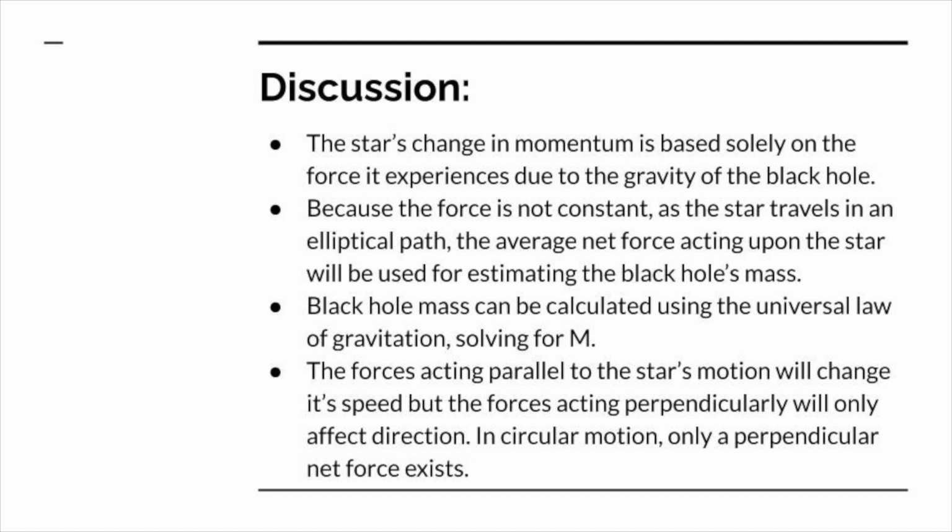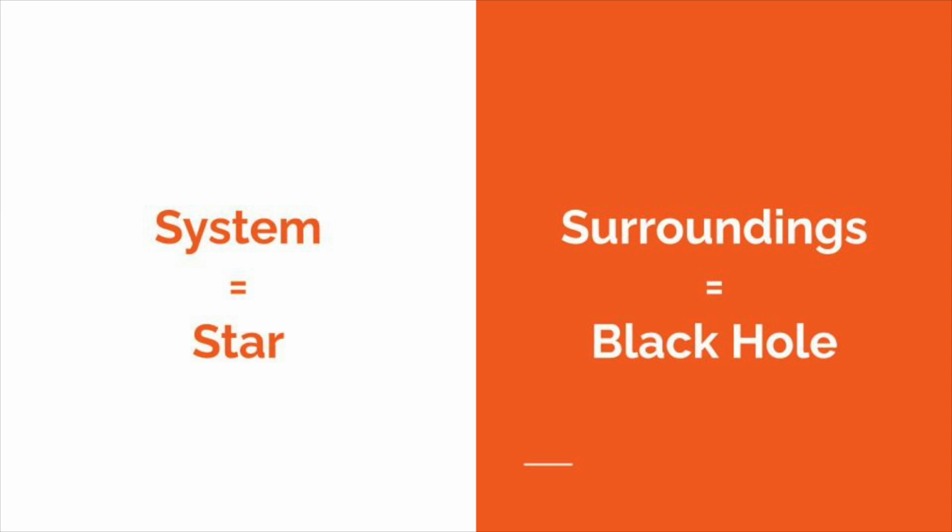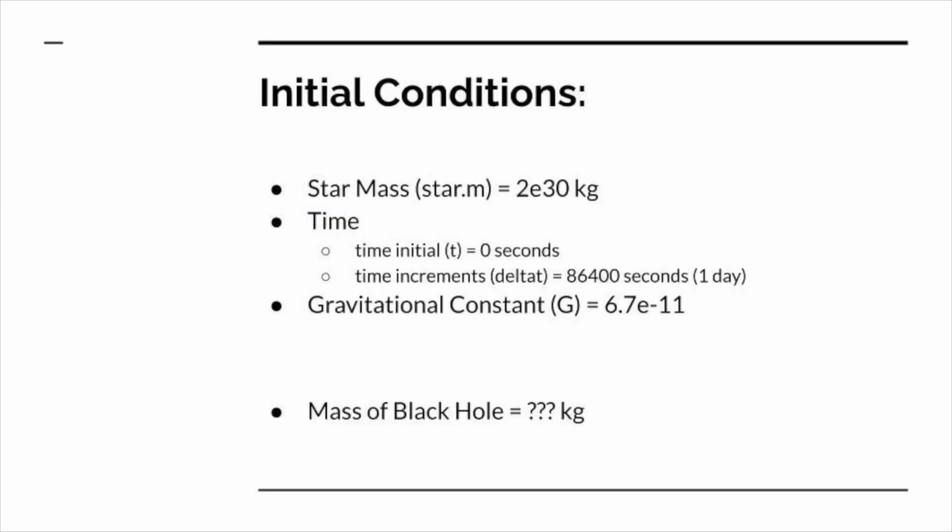The system here is the star, and the surroundings are the black hole. Initial conditions are the star mass, which is 2 times 10 to the 30th kilograms, the time shown there, and whatever the mass of the black hole ends up being. This is the code for the first part of the lab.